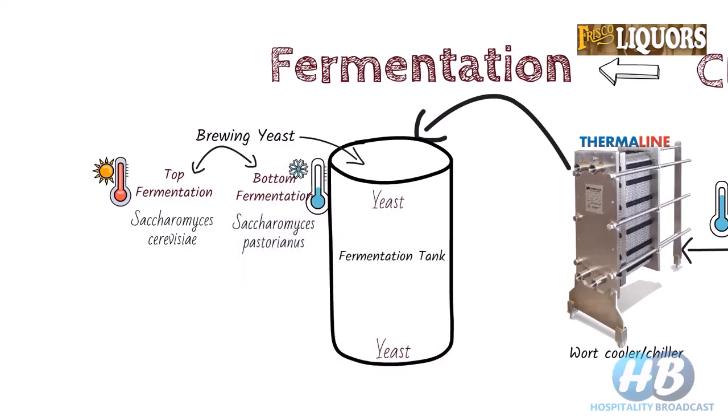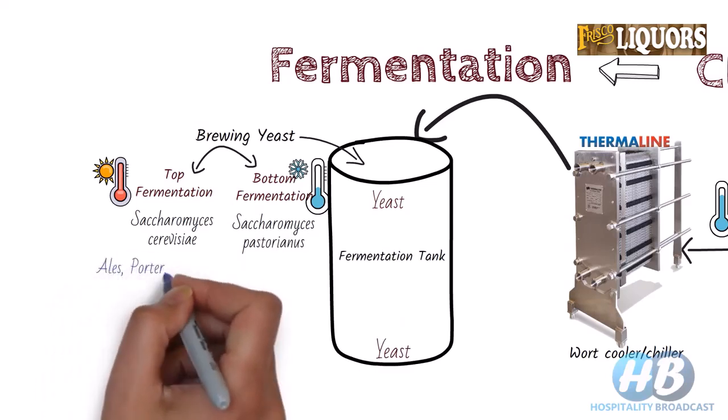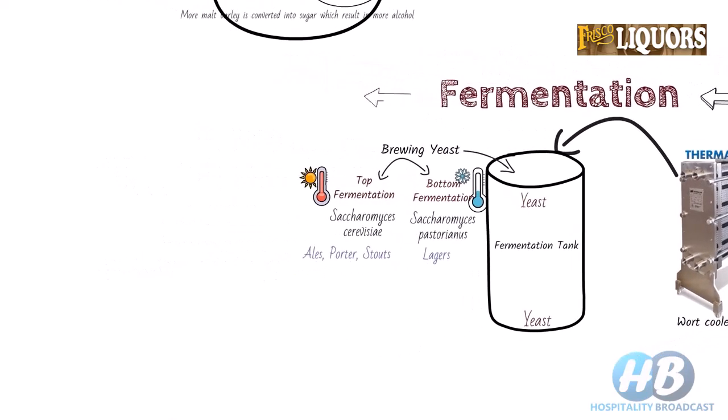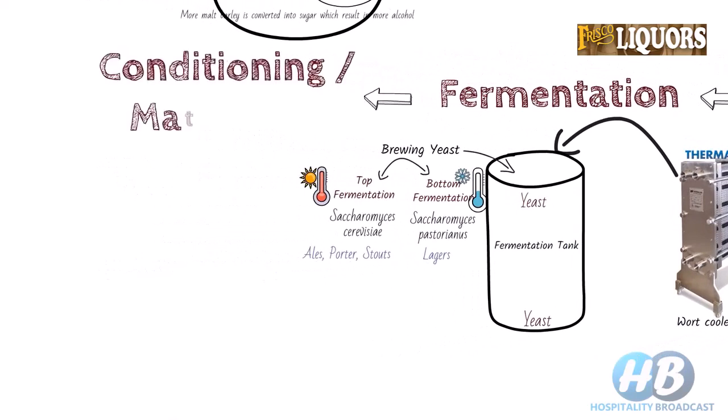So, when brewers want top fermented beer such as ale, porter, stouts, they pitch Saccharomyces cerevisiae. Likewise, for creating bottom fermented beer such as lager, they pitch Saccharomyces pastorianus. Now once this fermentation process is completed, now is the time for conditioning or maturing.